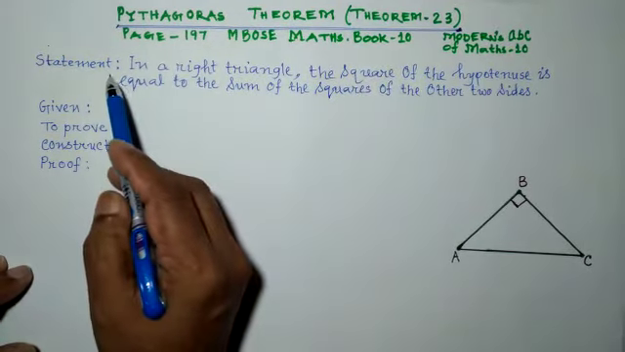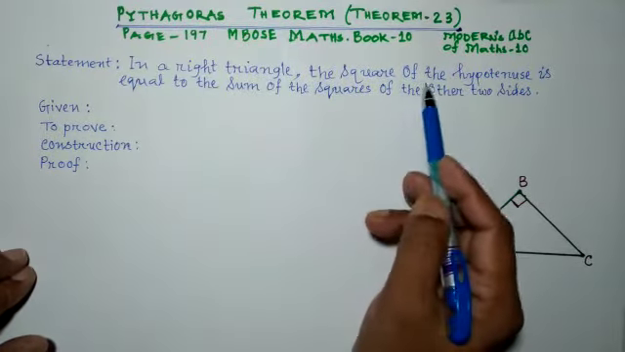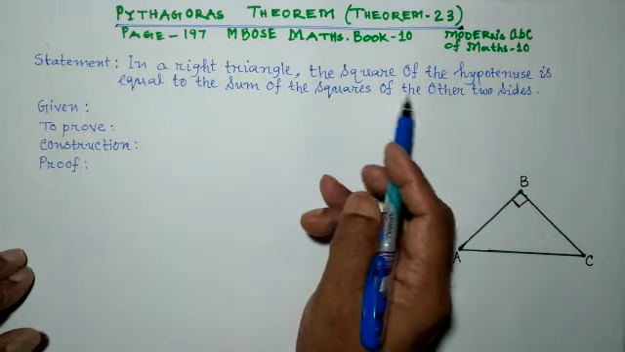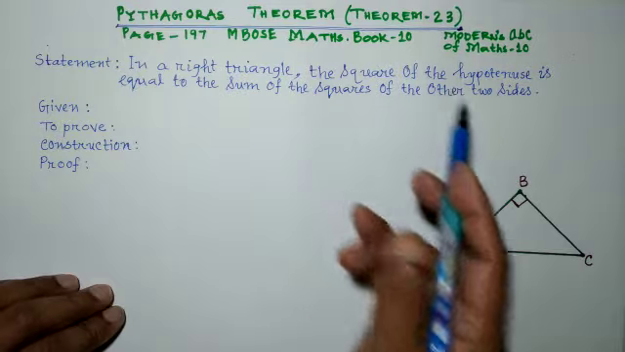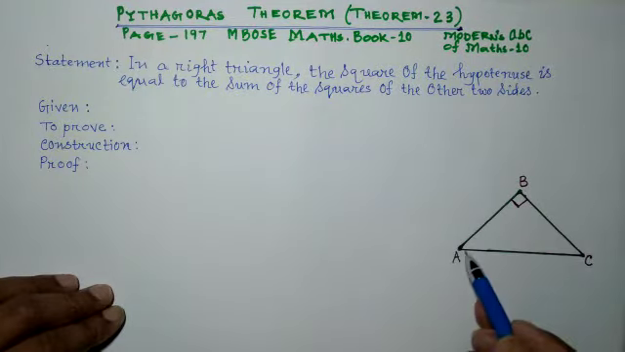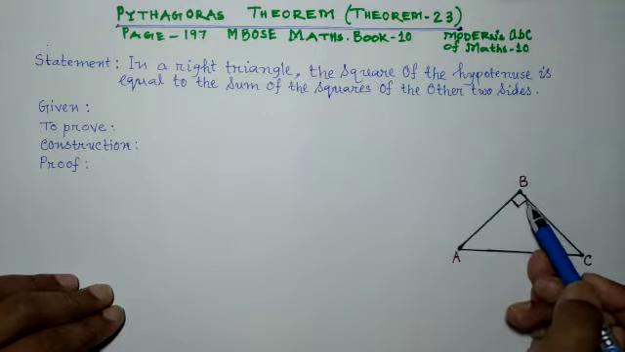Statement of Pythagoras theorem. In a right triangle, the square of the hypotenuse is equal to the sum of the squares of the other two sides. So we draw a right triangle ABC in which angle B is right angle.